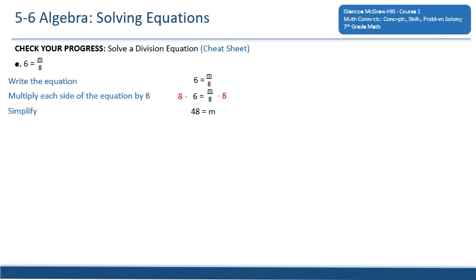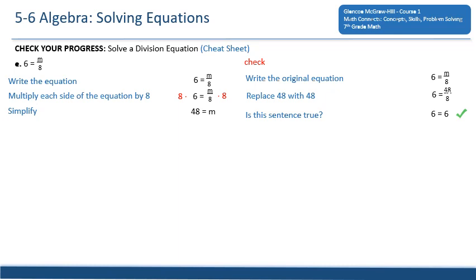And I get 48 equals m. And then I can check that by plugging 48 in for the m. 48 divided by 8 is 6, and that is true.